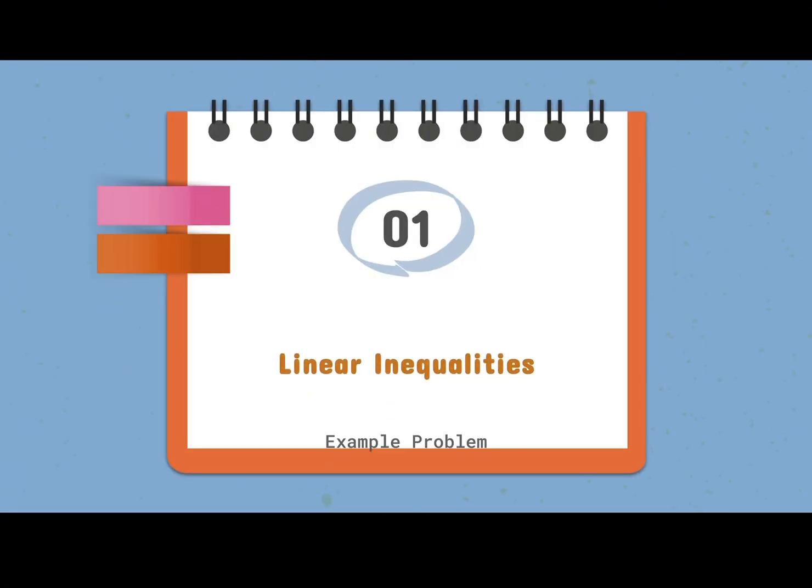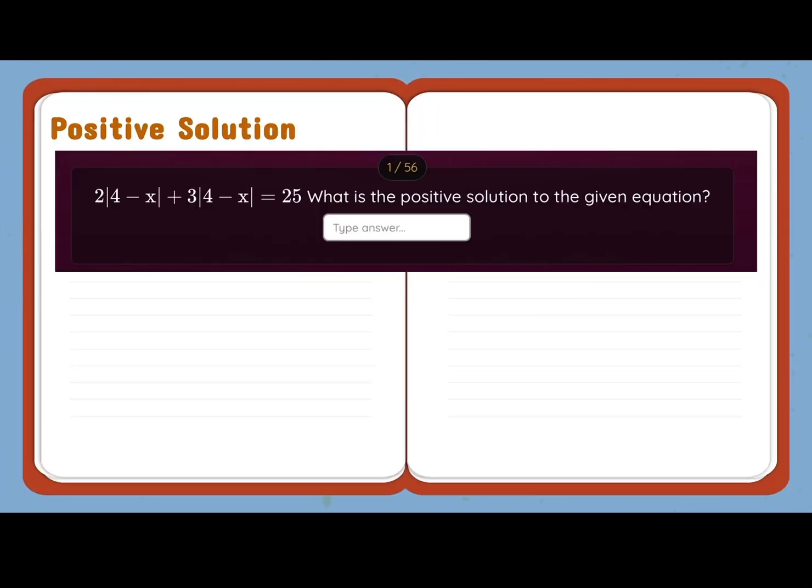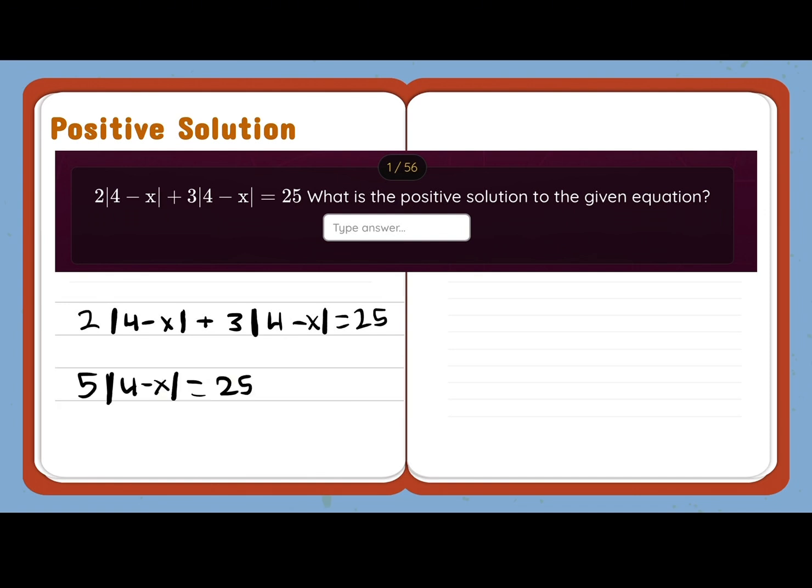Getting into it, we are doing linear inequalities. Just the basic intro. We have an absolute value function. When you have an absolute value like this, where we have a two-part component, 2 absolute value of 4 minus x and 3 absolute value of 4 minus x, you can actually just add those together and make it into 5 times the absolute value of 4 minus x.